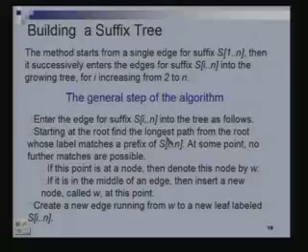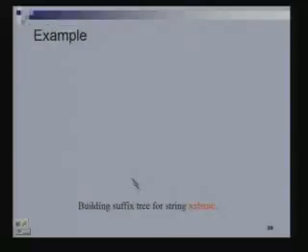Right? So starting at the root, find the longest path from the root whose label matches a prefix of S_i through n. At some point, no further matches are possible. If this point is at a node, then we denote this by W. If it is in the middle of an edge, we insert a new node and then call this node W, and we create an edge running from W to that suffix that we create. So I can take an example quickly.